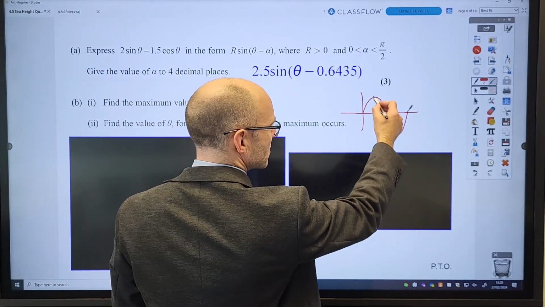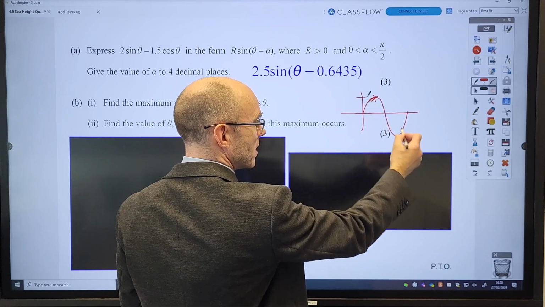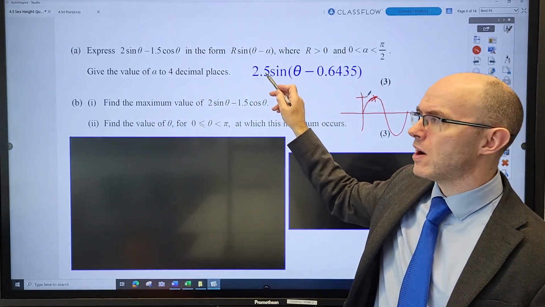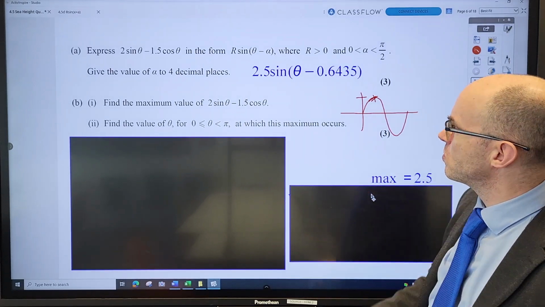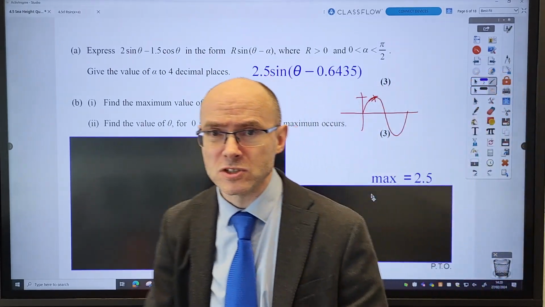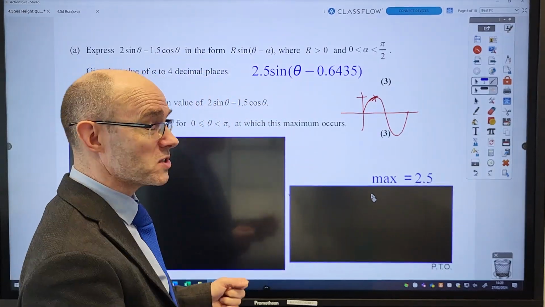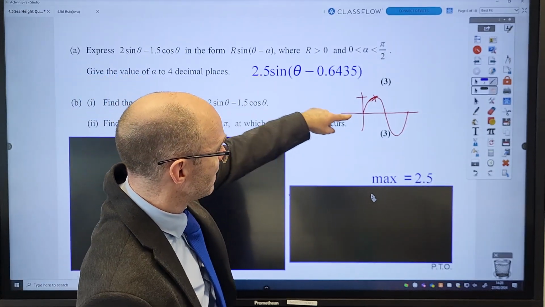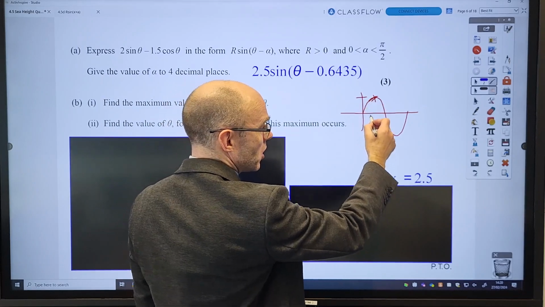So the maximum on a sine graph is there, which is normally 1, the lowest is -1. If we then multiply that by 2.5, our maximum value is 2.5. So the maximum value is 2.5. Remember the r there just stretches the graph, larger or smaller. It's a stretch in the y direction, the positive y direction of 2.5 for that, and negative 2.5 for this.